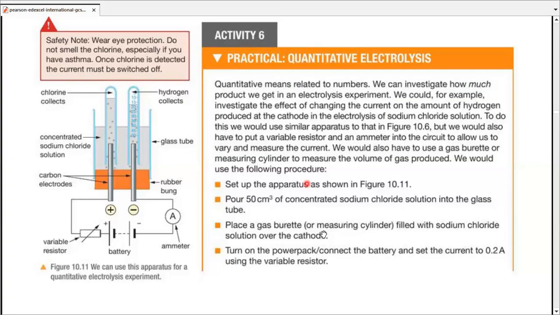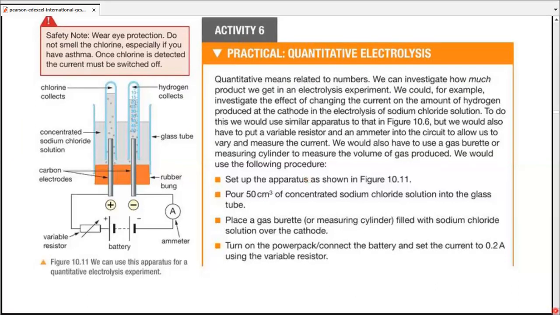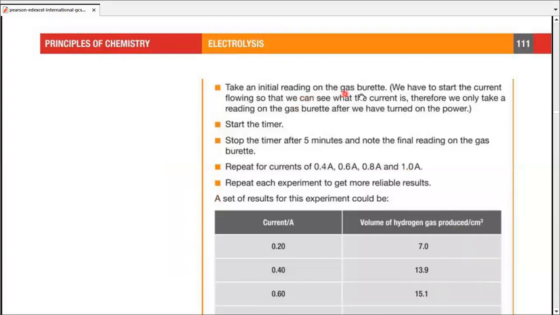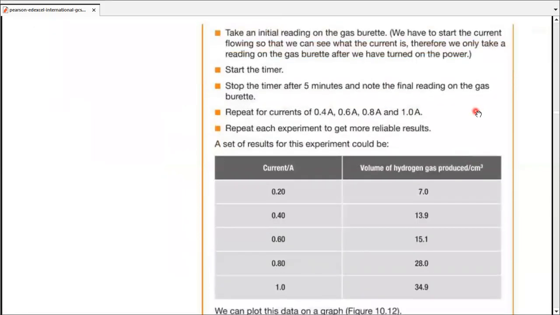right? So after you do that, let's move on. Take an initial reading on the gas burette. We have to start the current flowing so that we can see what the current is. Therefore, we can only take a reading on the gas burette after we have turned on the power. Start the timer. Take notice of 5 minutes and stop the timer after that. Note the final reading on the gas burette.